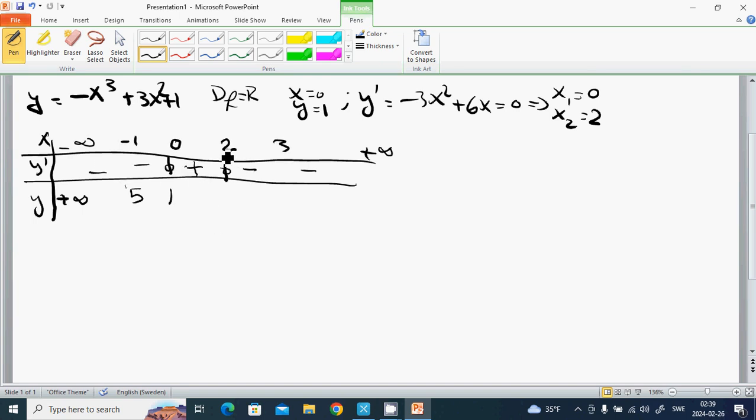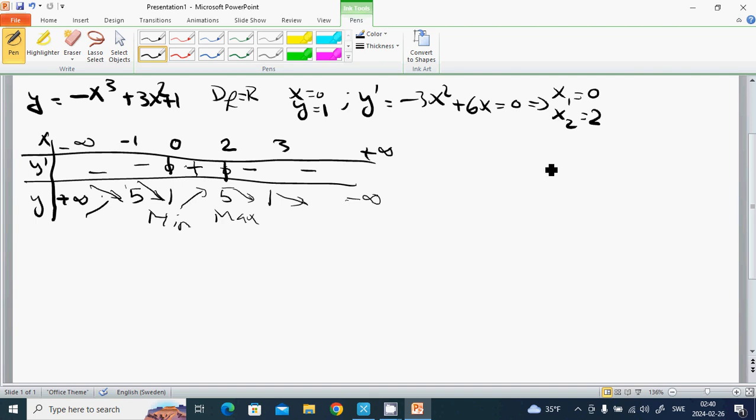And for 2 it is minus 8 plus 12 is 4, plus 1 is 5, and for 3 it is minus 27 plus 27 is 0, and it is 1, and for plus infinite it is minus infinite. Then we have decreasing, increasing, decreasing. Then we have a min here and a max here.